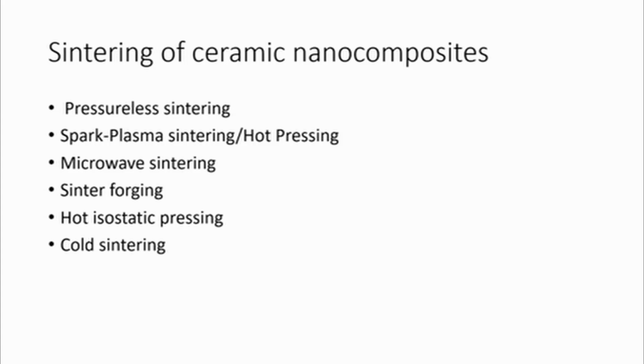this field. Now I select a few sintering technologies which are suitable for consolidation of ceramic nanocomposites. The first one is pressureless sintering. The next is pulse plasma sintering and hot pressing. The next one is a modern technology which has quickly developed: microwave sintering. The sintering with applied pressure includes sinter forging, hot isostatic pressing, and a quite novel technology, so-called cold sintering. All of these technologies of ceramic nanocomposites sintering will be observed in this lecture.